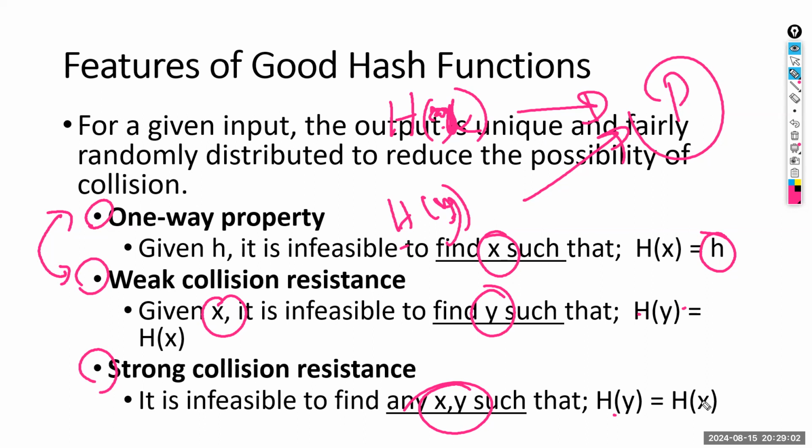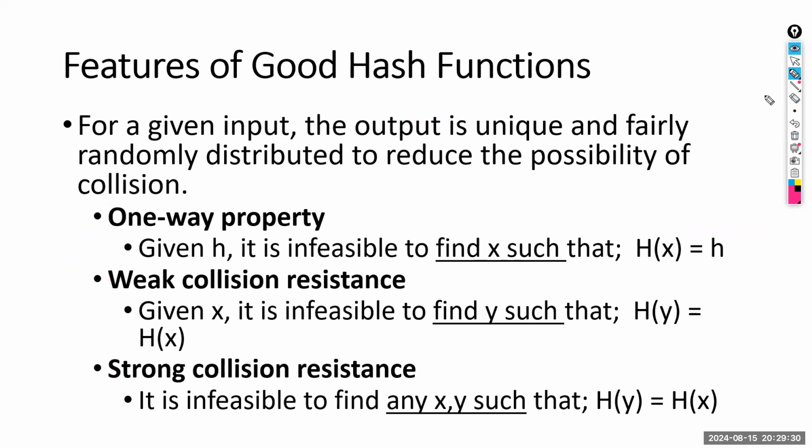Ideally infeasible. If it is a good hash function, of course, the word infeasible is not a practical thing. So what we usually find is that for good hash functions, these are very difficult to find. One-way property, weak collision resistance, strong collision resistance. Just keep that in mind, right? H is given, find x. X is given, find y. Find x and y, both.